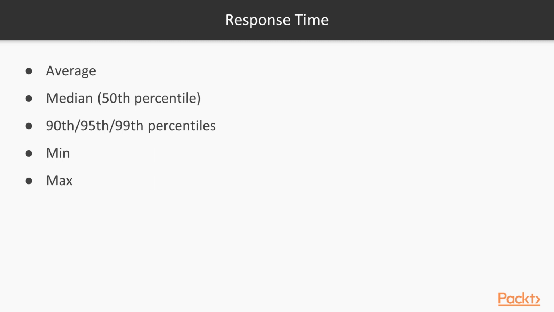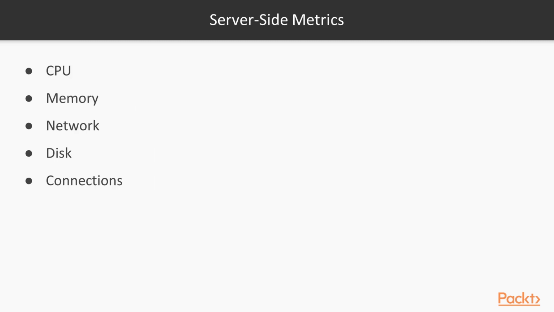Minimum and maximum is simple, it is just the minimum and maximum response time of your samples or transactions. Also, another important type of metrics is server side. We have here CPU, memory, network, disk, number of open connections, ports, etc. There are really a lot of these metrics, but these are the basics. The most common metrics that you need to monitor always are CPU and memory. All other stuff is optional.